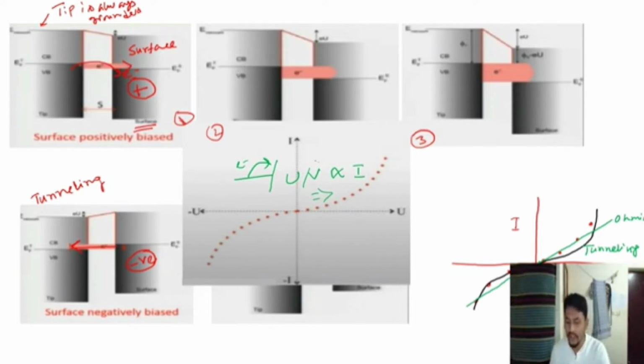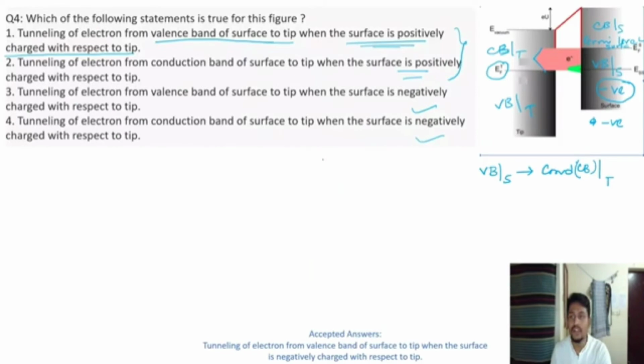voltage versus current, tunneling current flow. But here something new, the green part, has appeared. What is this? We need to know. I will just discuss this green part. And normally this is called surface states. So what is surface states?